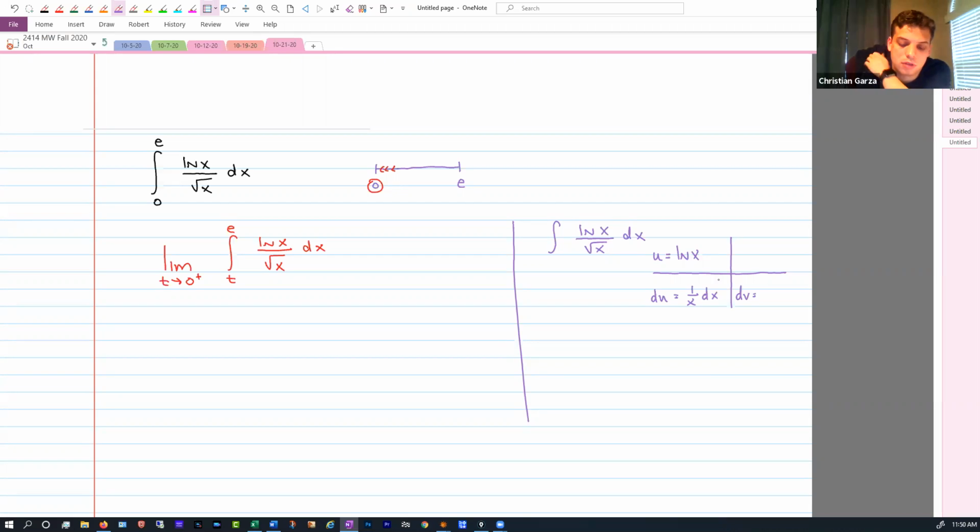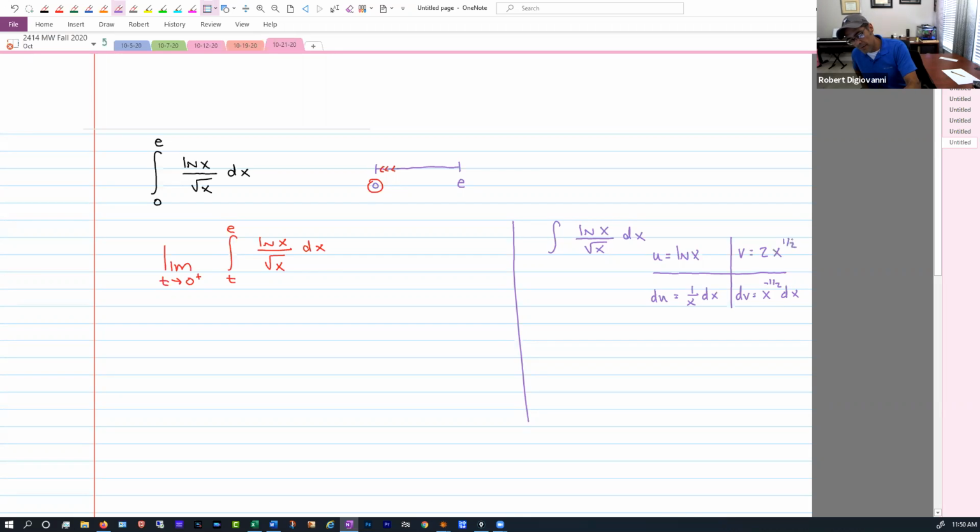x to the negative 1/2. Be careful, it's not square root of x, right? It's 1 over the square root of x. So we can rewrite that as x to the negative 1/2. And then when we do the antiderivative of that, we get 2x to the positive 1/2. So then this turns into ultraviolet minus voodoo.